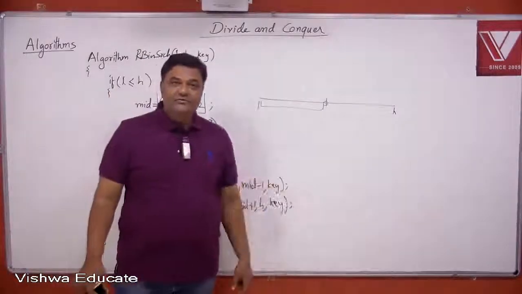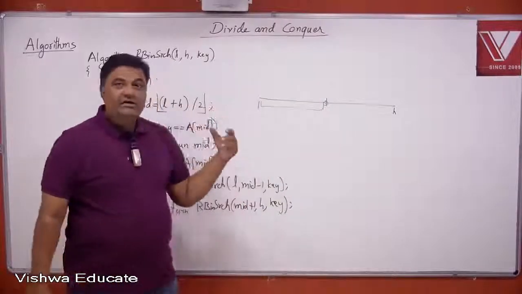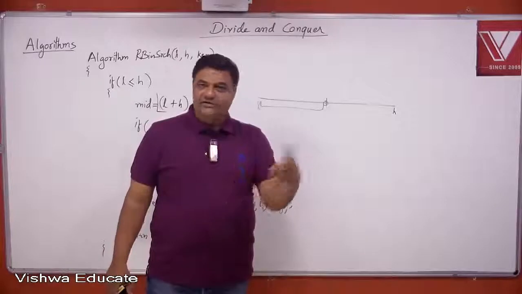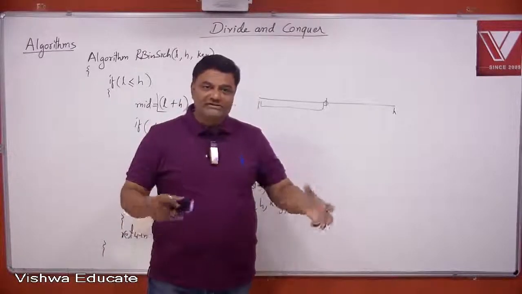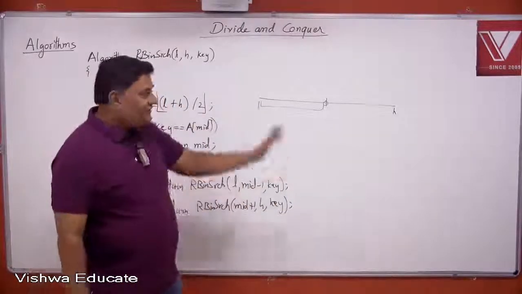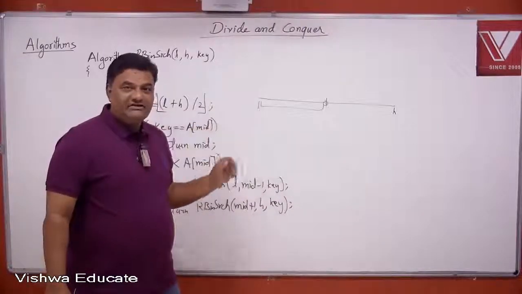It's divided into two parts, isn't it? Either left side or right side. In this problem, we have to check either left or right, not both. But in the rest of the problems, we have to do processing on both the sides. But in binary search, only one side is enough. So we split the list into two halves, and then we are processing on the left hand side.